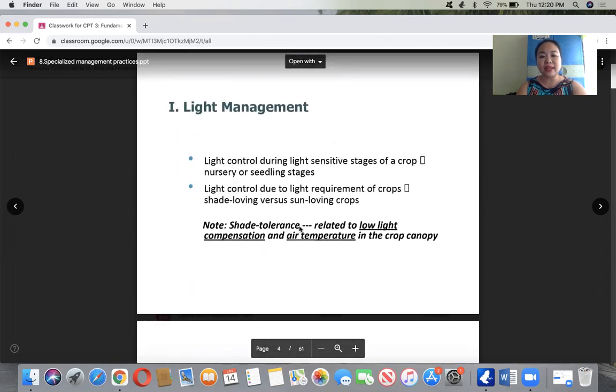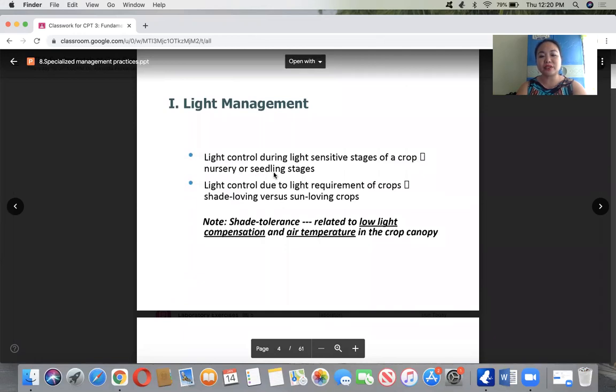So in terms of light management, the light control during light sensitive stages of a crop, or nursery or seedling stages, is very important because it's the sensitive stage of the crop. The light control is also due to the light requirement of crops.